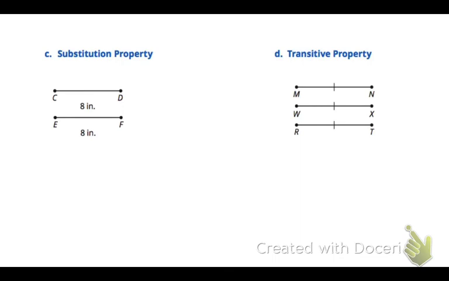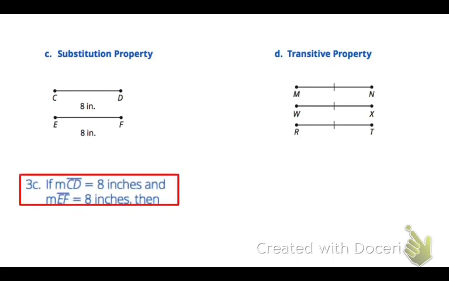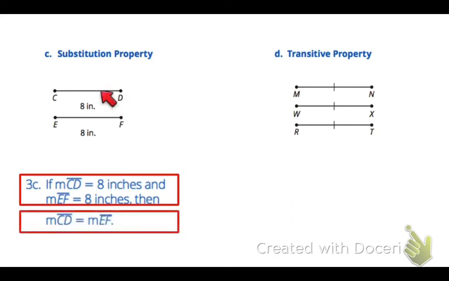So looking at C, substitution property, that means that you're substituting something that is equal in place of something else that's equal. So if I'm looking at CD here, I'm saying if CD is equal to 8 inches and EF is also equal to 8 inches, that means that they can both replace each other because they both equal the same thing. So my substitution property would be if CD equals 8 inches and EF equals 8 inches, then that means that the measurement of segment CD is equal to the measurement of segment EF. That's a substitution property statement using segments.